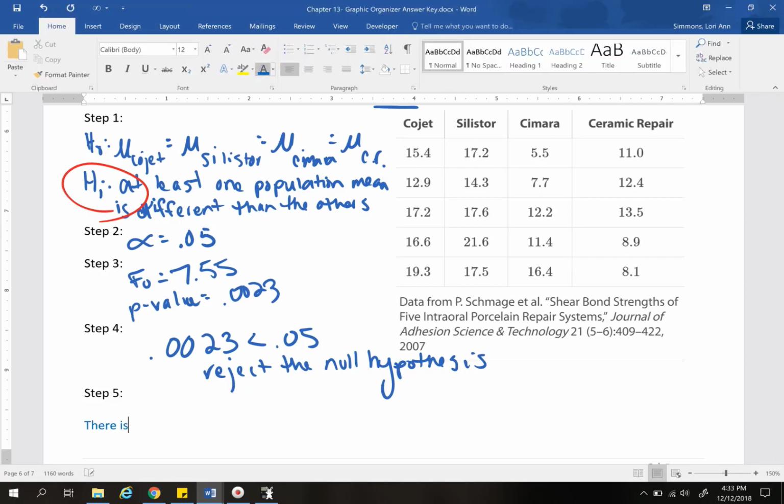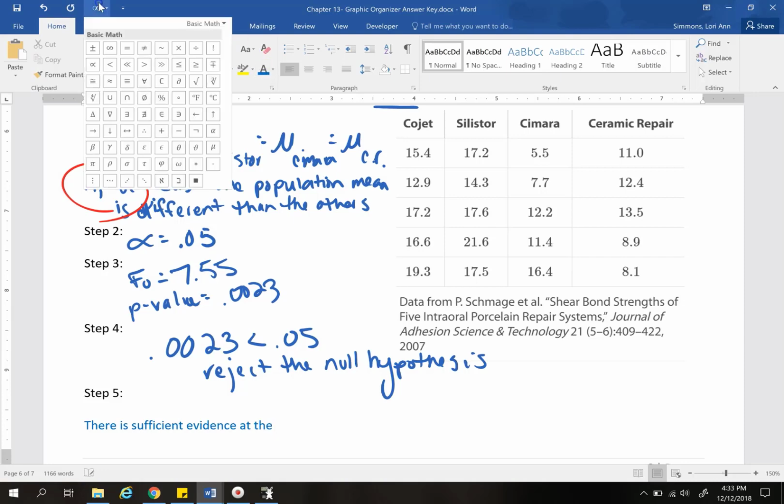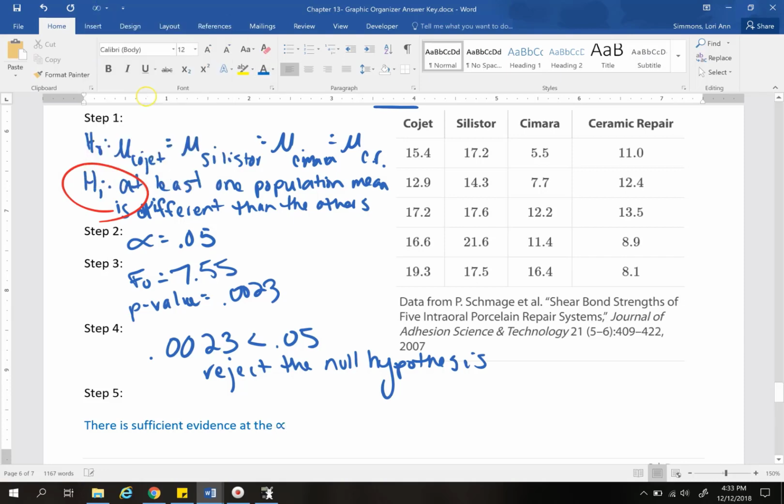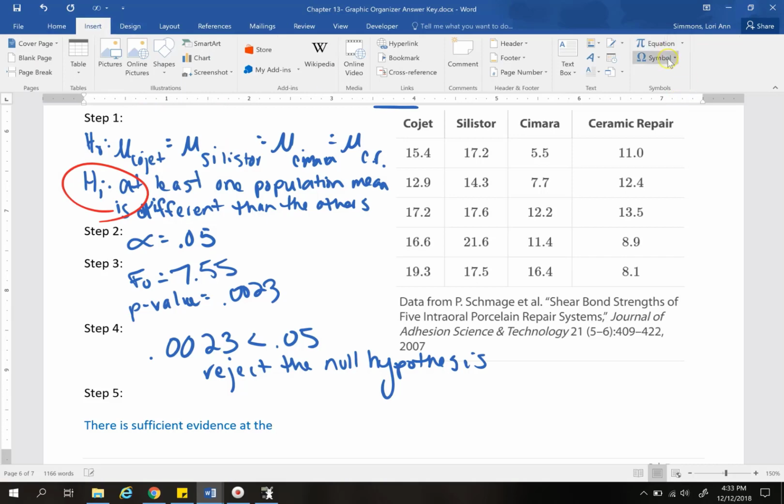So we can say there is sufficient evidence at the alpha equaling 0.05 level of significance to indicate that at least one population mean shear bond strength is different from the others.